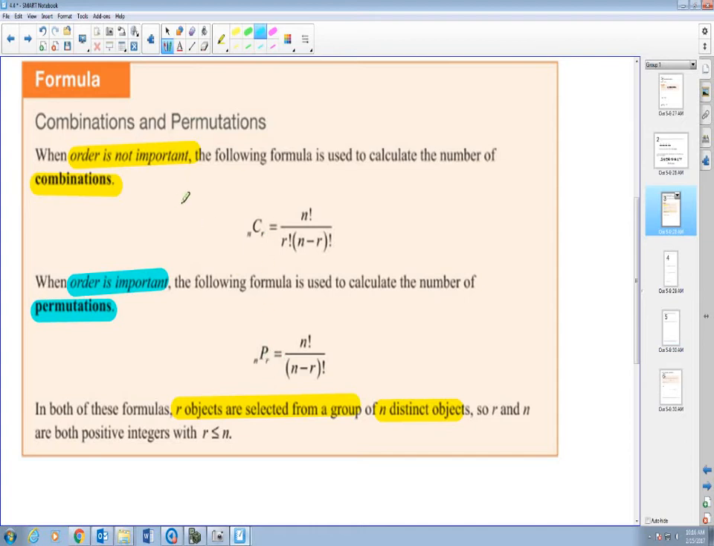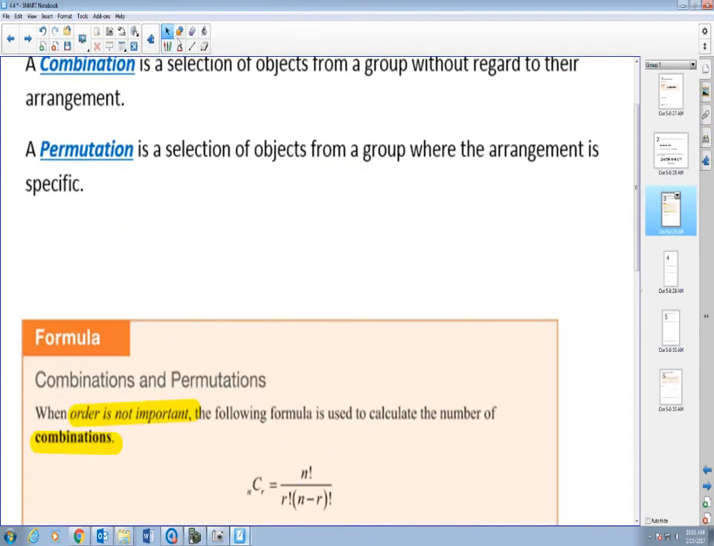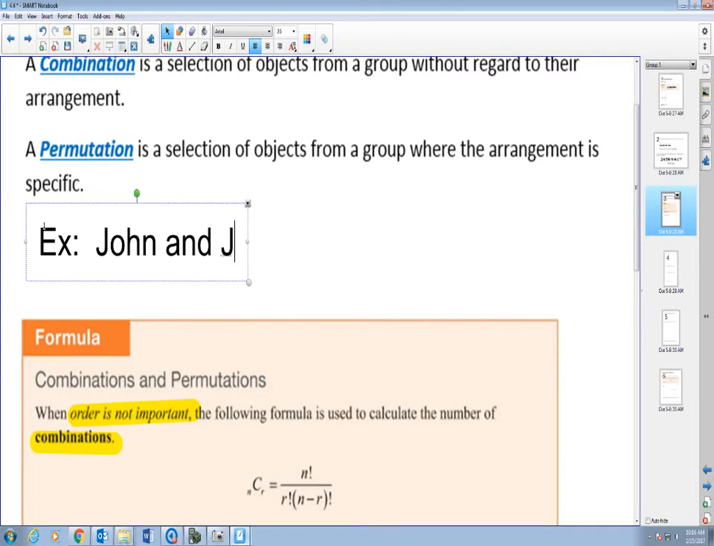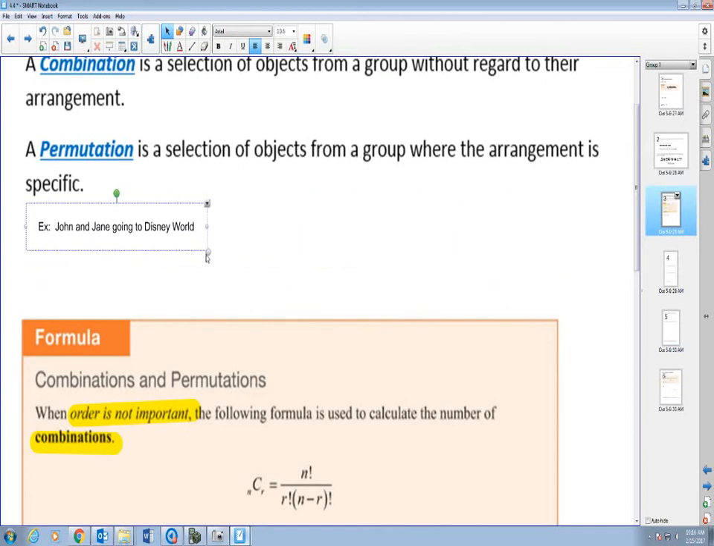So what does it mean when the order is not important or the order is important? What does that really mean? Well, let's put it this way. Let's say, for example, John and Jang going to Disney World. Alright, let's say John and Jang going to Disney World. Okay, that's it. Just John and Jang go to Disney World.